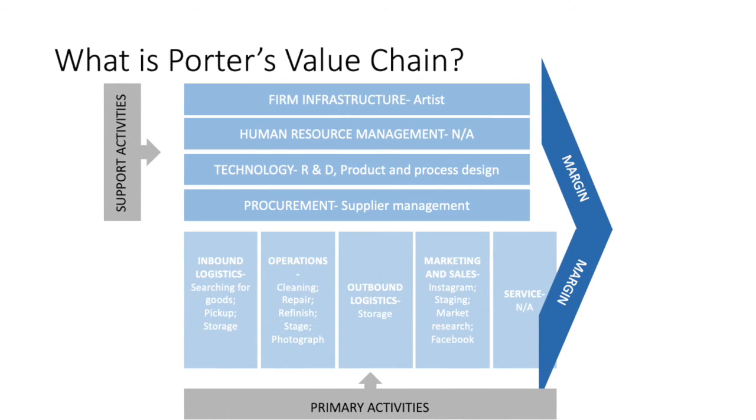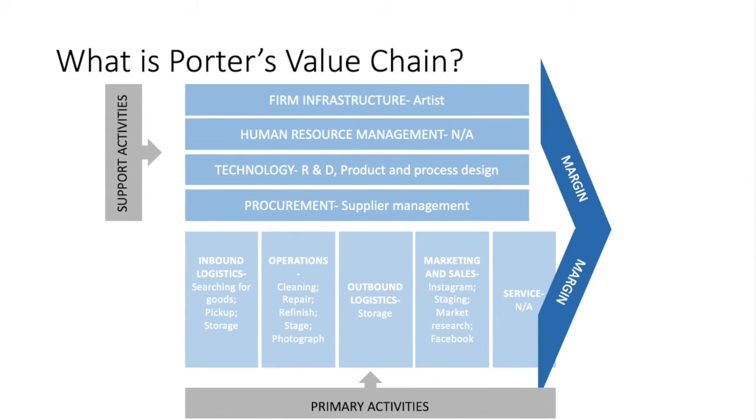And then on the right, you can see the margin. The margin is value added less cost equals profit margin. This is just the equation of how you would understand what that margin would be. So this is the Porter's value chain for the Winston Find.